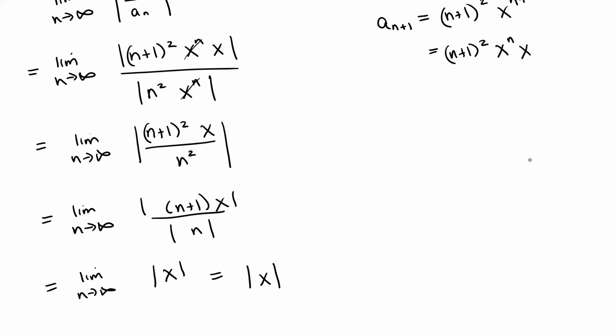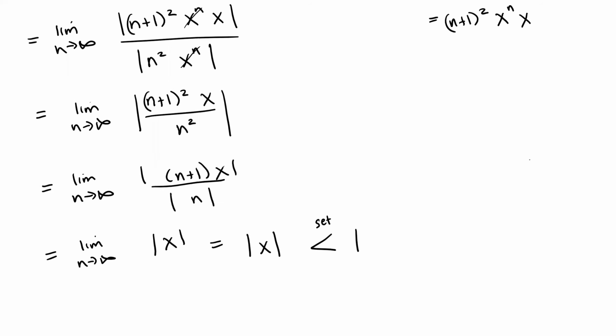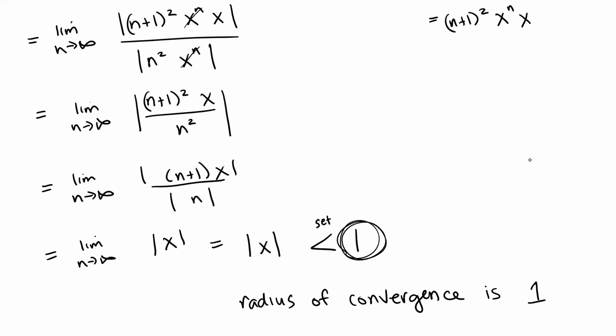So since this is neither 0 nor infinity, we're going to set this to be less than 1. Now this means that our radius of convergence is 1. And that's because that is the number that we have right there.